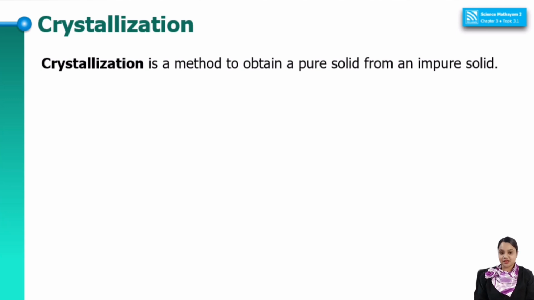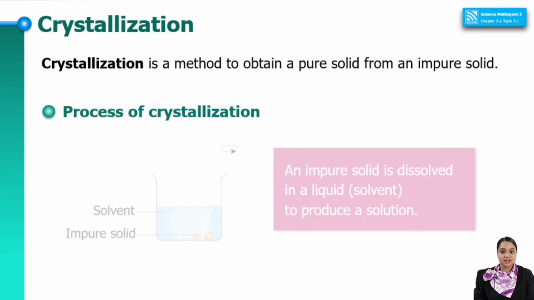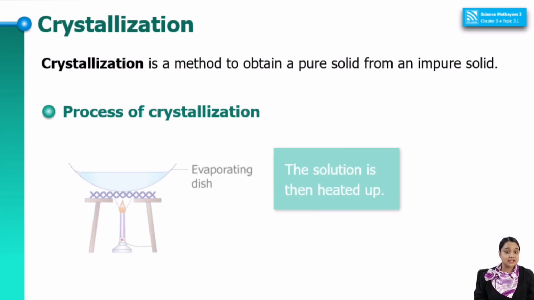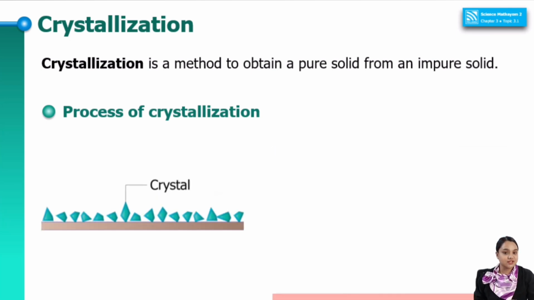The next method is crystallization. Crystallization is used to obtain a pure solid from an impure solid. First, the solid is dissolved in a solvent, then the solution is heated. So this is the process of crystallization. When most of the solvent has evaporated, the solution is left to cool. And as it cools, pure crystals begin to form, right? And the impurities stay in the remaining liquid. Finally, the crystals are collected.